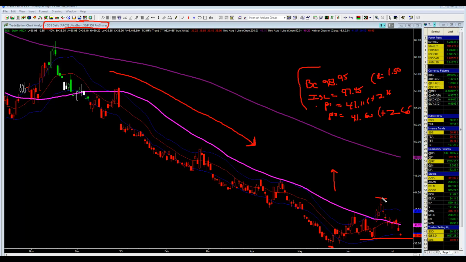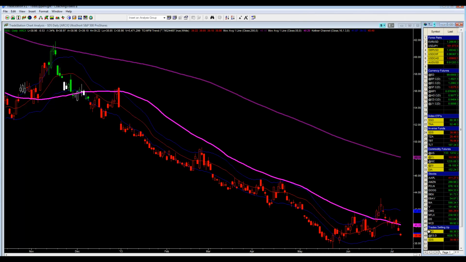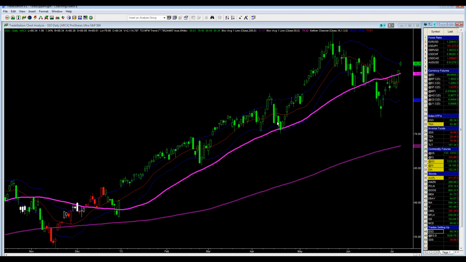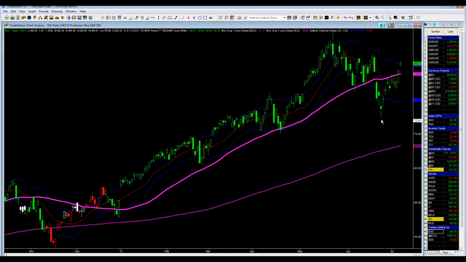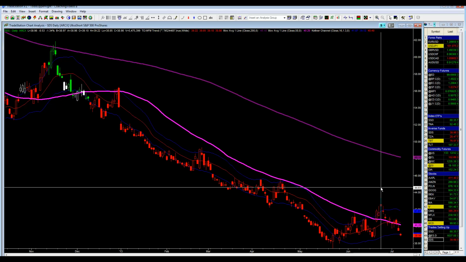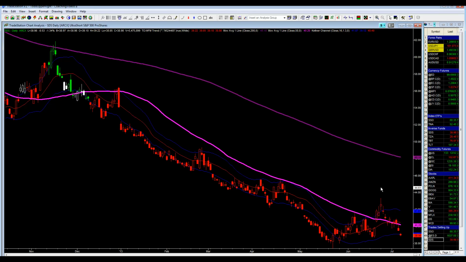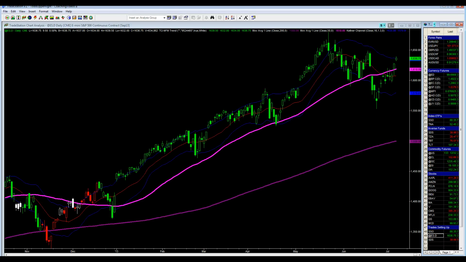Now remember, this high right here is equivalent to that low of the pullback. Let me just show you on the SSO chart. SSO is 2 times that tracks the S&P 500 to the upside. So this low right here, this low of 72.45, is equivalent to this high here. So it's an inverse. So let's look at the E-mini S&P 500.